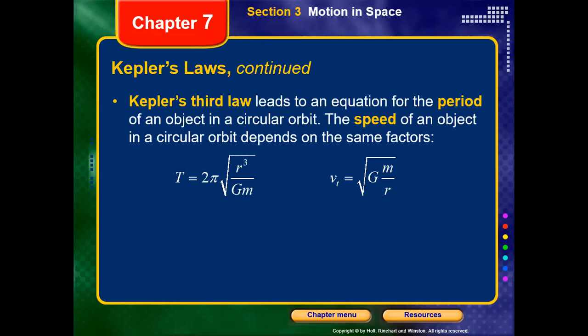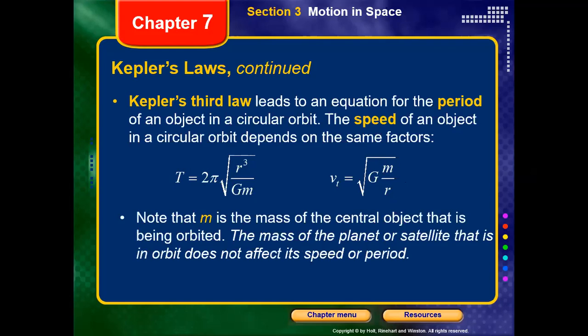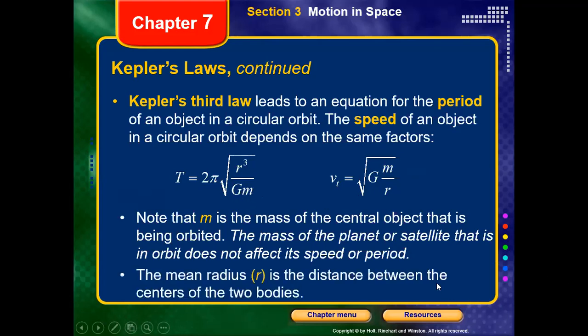This is the relation of Kepler's third law, and as we said, M is the mass of the central object that is being orbited. The mass of the planet or satellite that is in orbit doesn't affect it. So if I am talking about the moon rotating around the Earth, this M is for the Earth. If I am talking about any planet rotating around the sun, this is the sun. It is the central object.